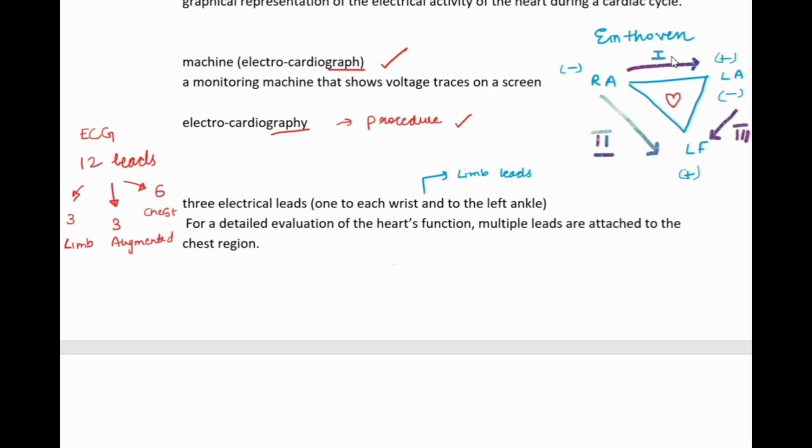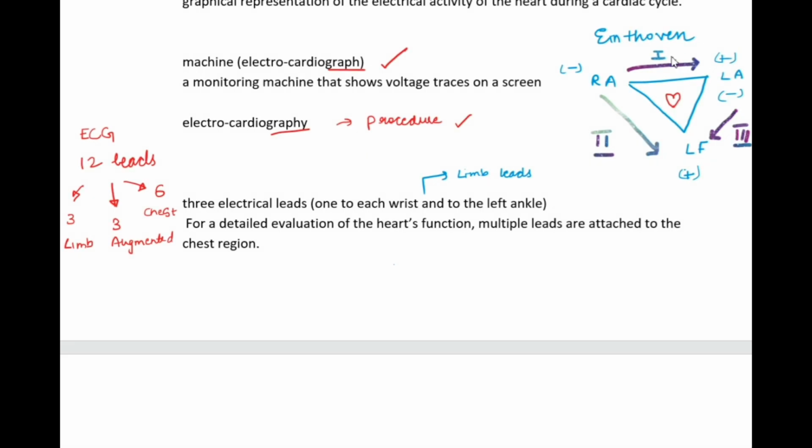Basically, we consider different parts of the human body as positive and negative terminals, and wires are connected from the body to the electrical machine, the electrocardiograph. Through these wires the potential difference of the electrical activity of the heart is recorded and noted on the screen, and then we can measure and record it. This is what the three limb leads are, which is mainly what is focused on in your NCERT.